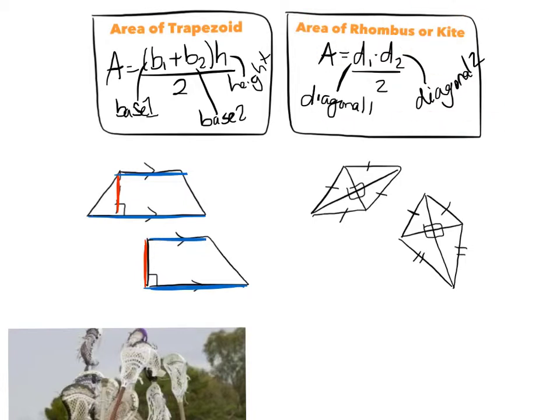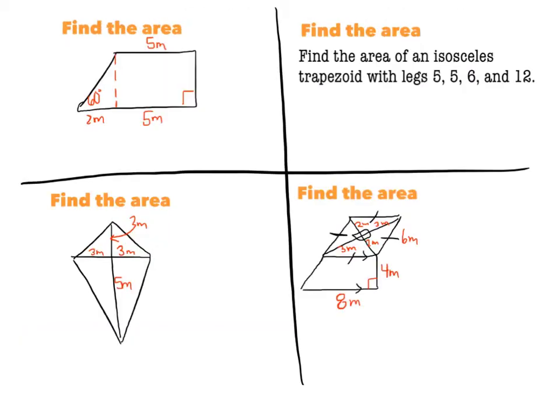So here are the diagonals. Diagonal 1 and diagonal 2 are entire lengths. So it would be this entire length times this entire length. That's diagonal 1 and diagonal 2. And again, they are interchangeable.